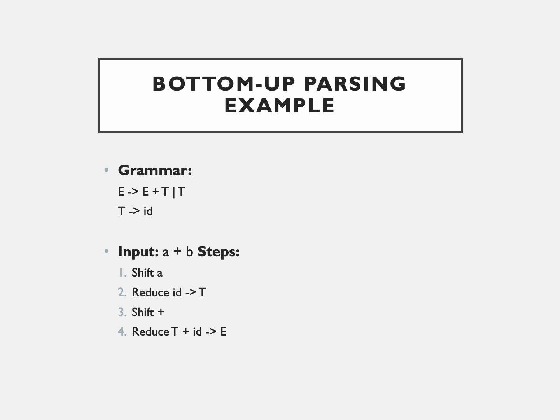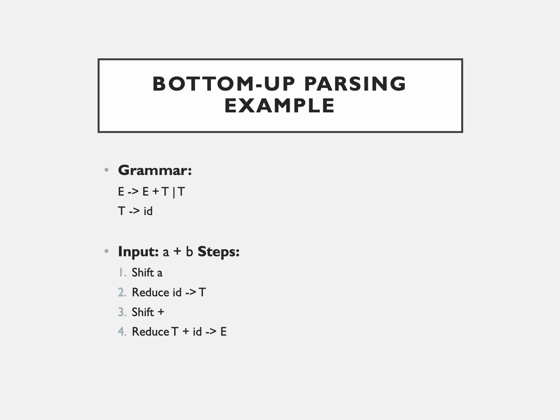On step 5, reduce ID to T. Using the rule T pointing to ID, b is reduced to T. The stack now contains T plus T. And then finally, using the rule E pointing to E plus T, the entire stack is reduced to E, representing the parsed expression.